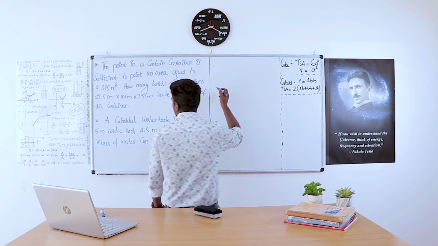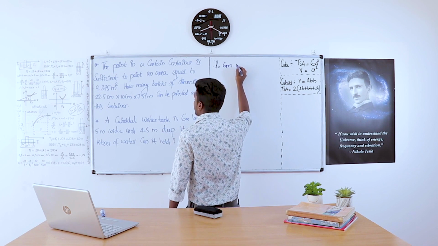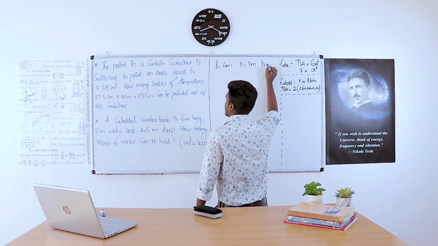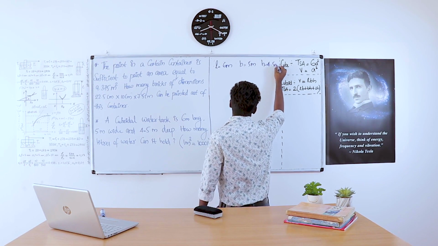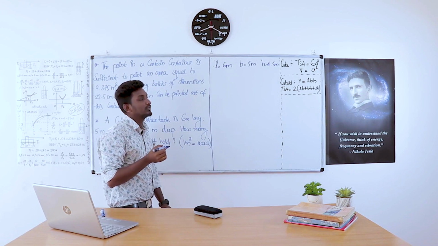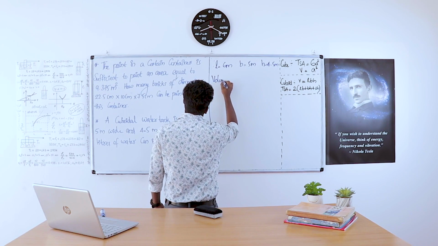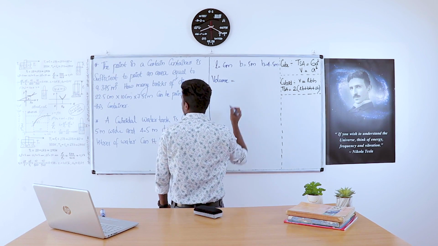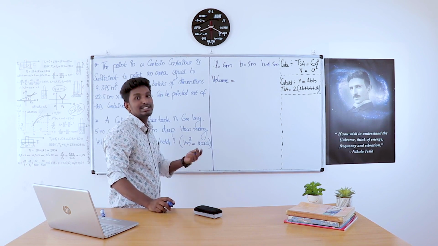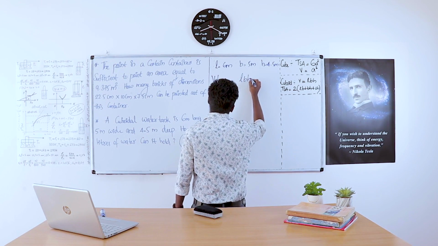So what are the given facts? Length is equal to 6 meter, breadth is equal to 5 meter, height is equal to 4.5 meter. Now, how many liters of water can it hold? So we need to find the volume of that tank. Here length, breadth and height are given, so the tank is in the shape of a cuboid. So volume is equal to length into breadth into height.